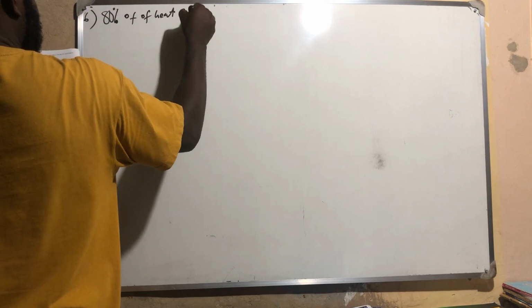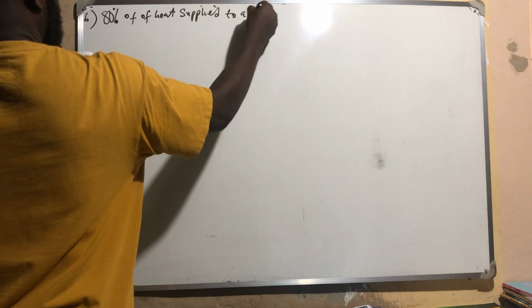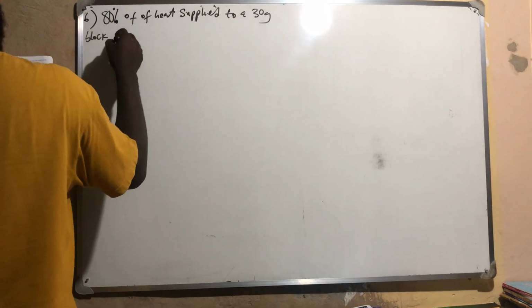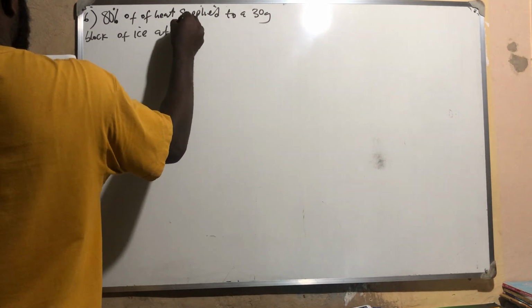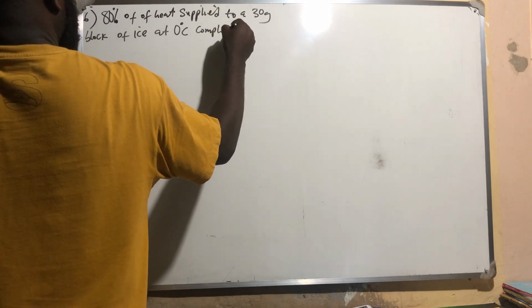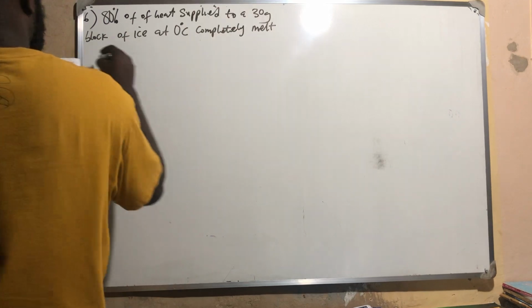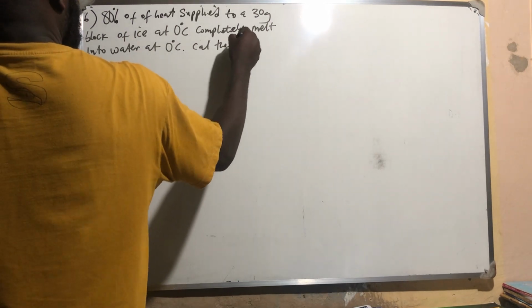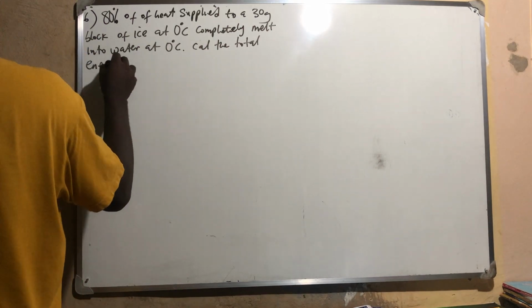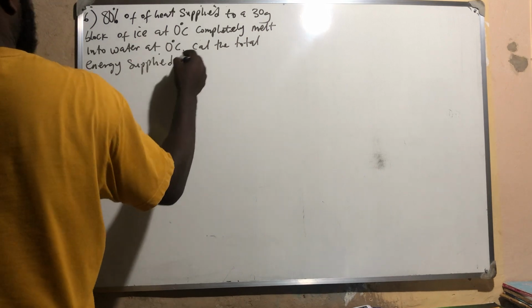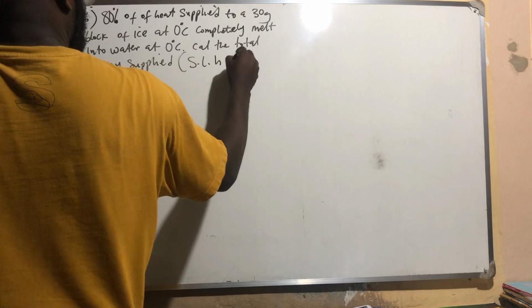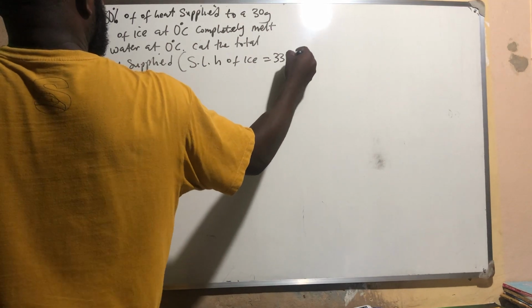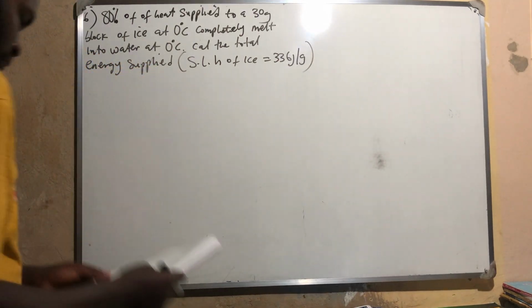Okay. Question number 6. We are moving. Question number 6 said 80% of heat supplied to a 30-gram block of ice at 0 degrees Celsius completely melts it into water at 0 degrees Celsius. Calculate the total energy supplied. Then I said that the specific latent heat of ice is equal to 336 joule per gram.